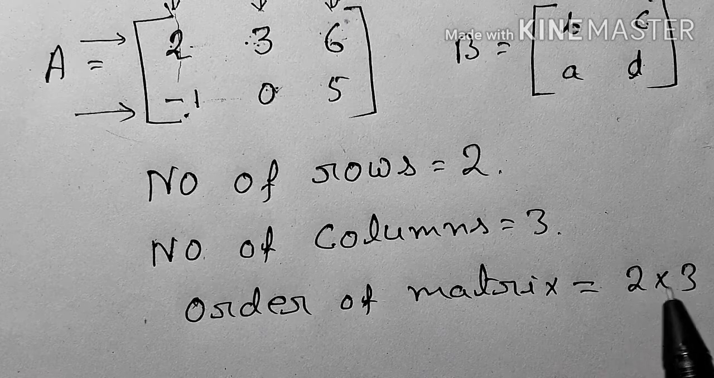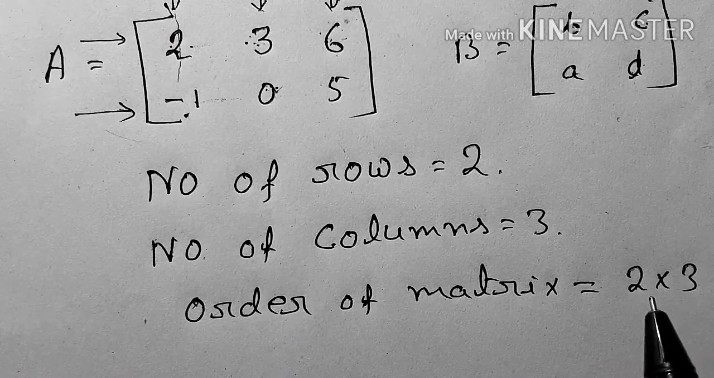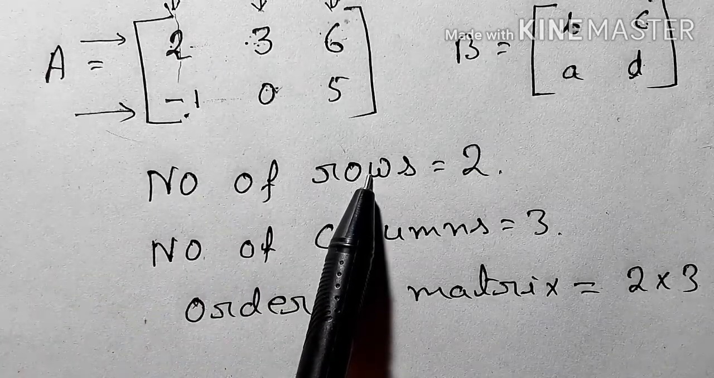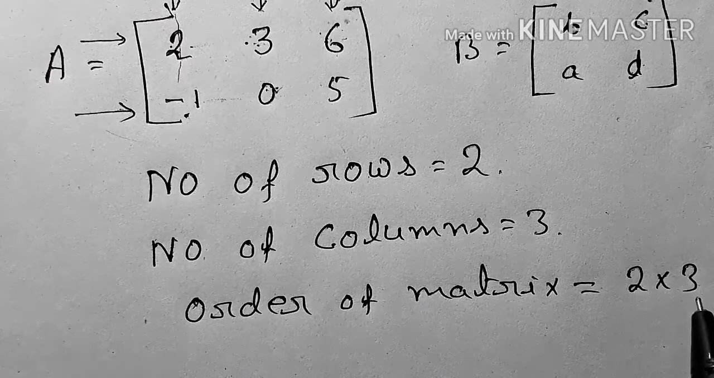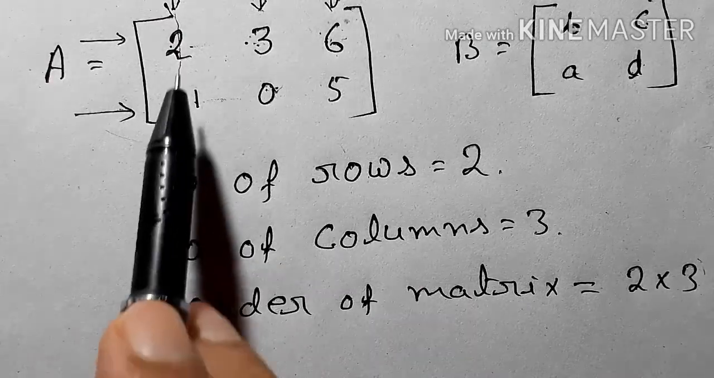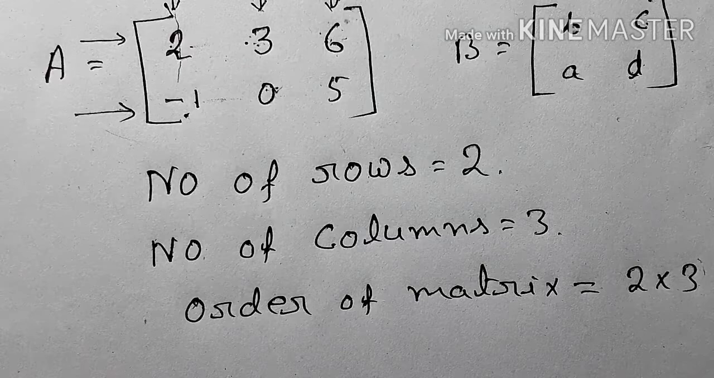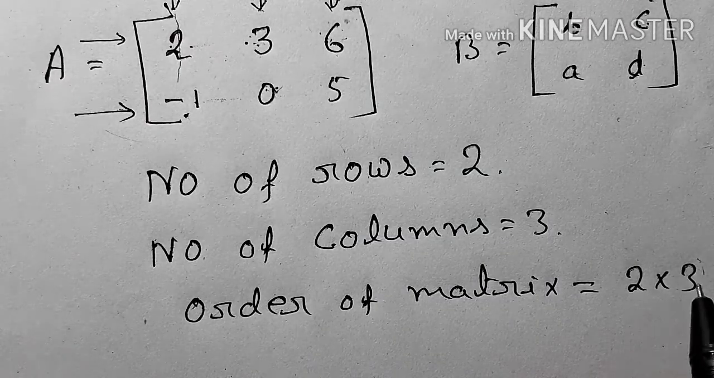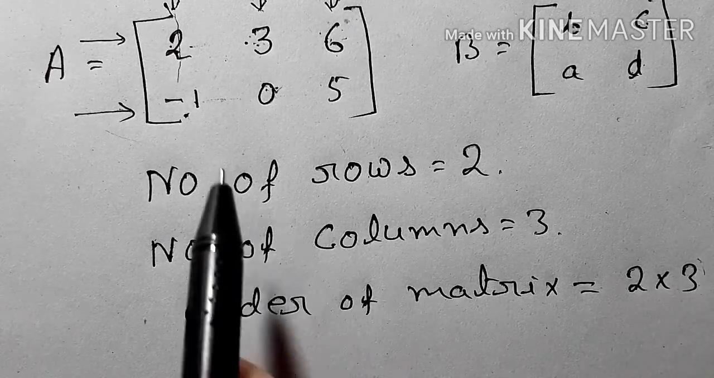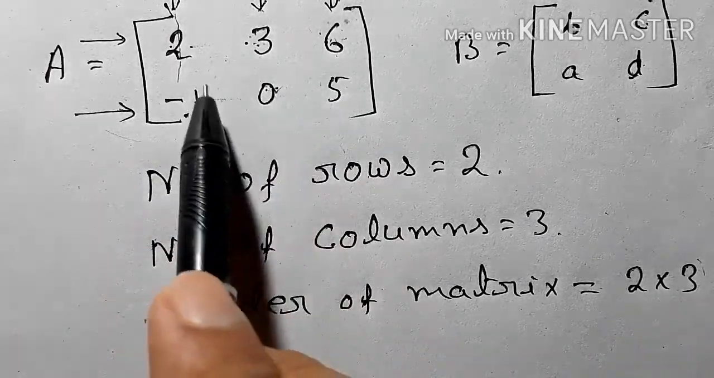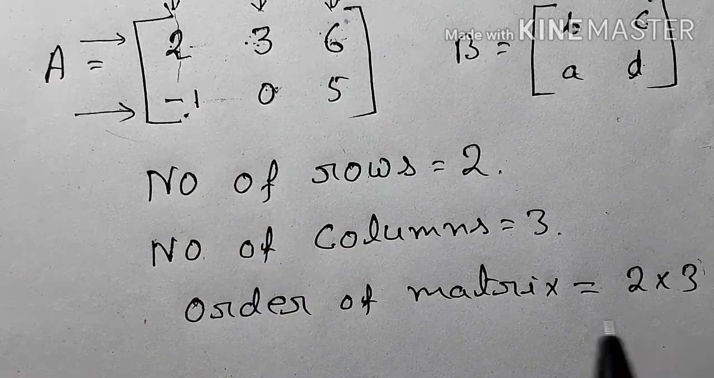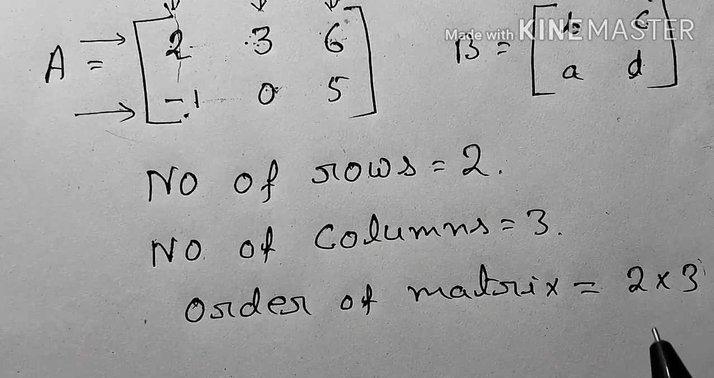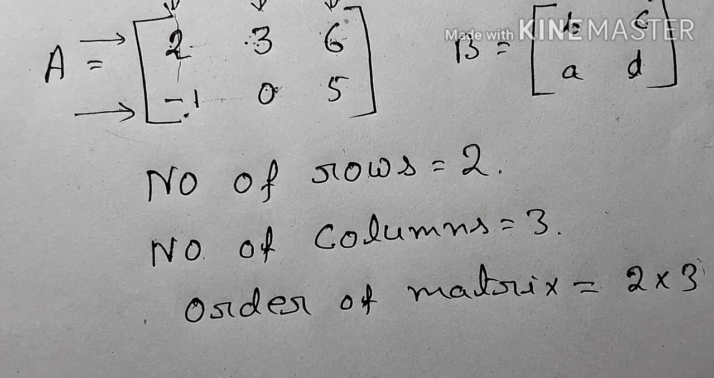Don't multiply 2 into 3. This is only representation. These 2 indicates in the matrix there are 2 rows, and these 3 indicates there are 3 columns. Okay, and if you multiply 2 into 3, then you will get the number of elements in the matrix, but don't multiply this one. Okay, this is order of matrix.